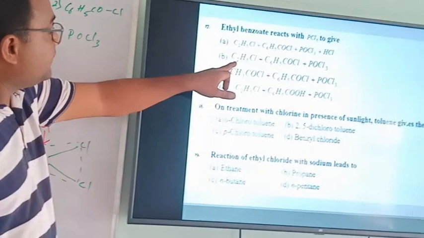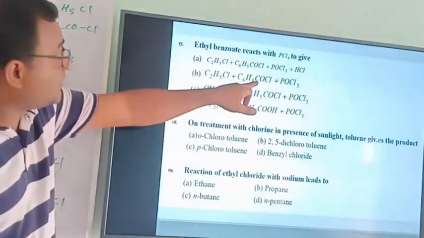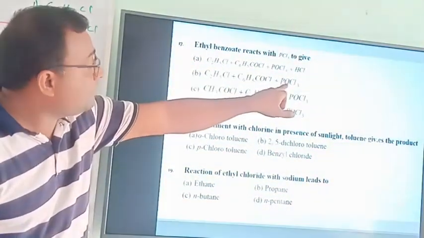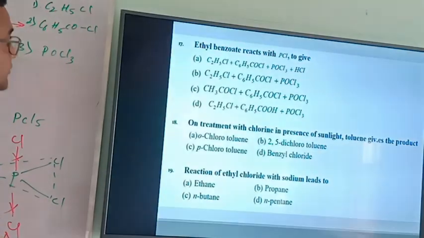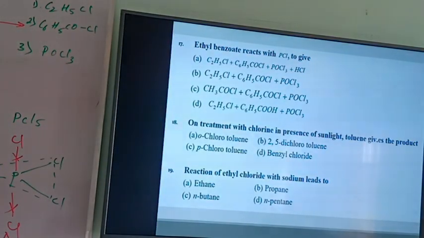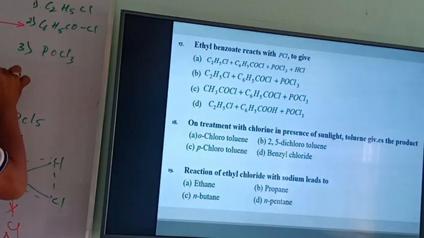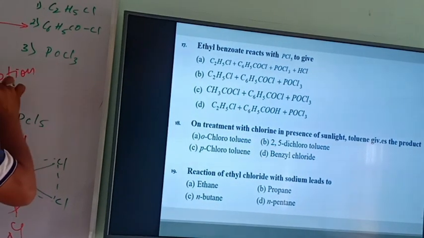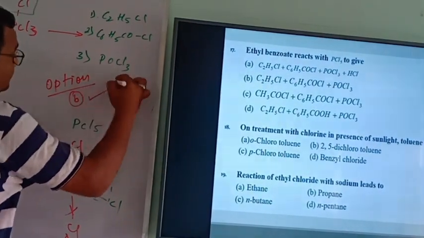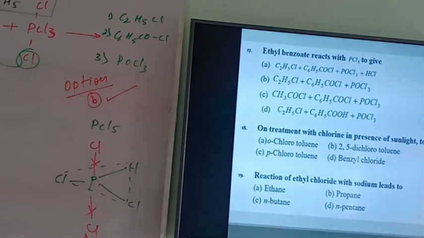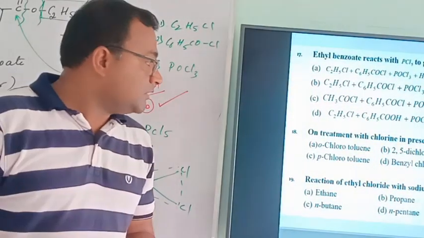It has HCl, so that is not the answer. So C2H5Cl, C6H5COCl plus POCl3, and the correct option is option B for question number 70.